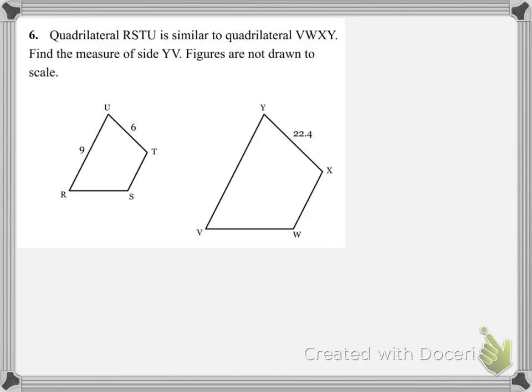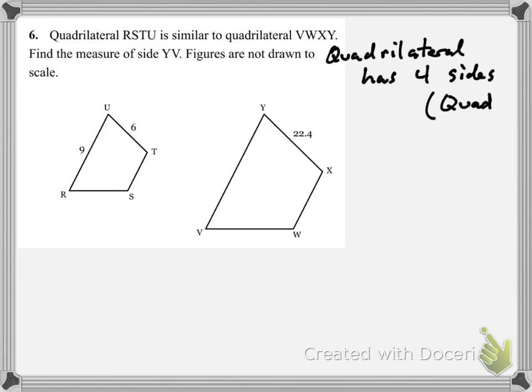All right. Same thing here. All right. Quadrilateral RSTU. Okay. By the way, a quadrilateral has 4 sides. Quad means 4 sides. Okay. Is similar to quadrilateral VWXY. Find the measure of side YV. Well, here's YV. There's my X.